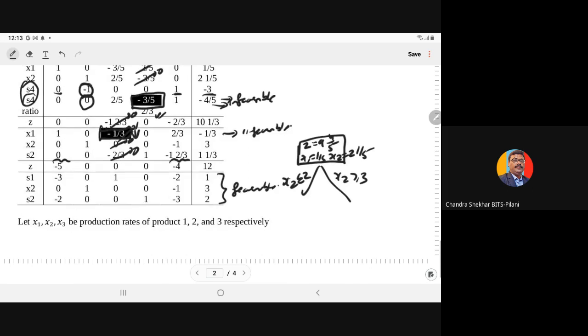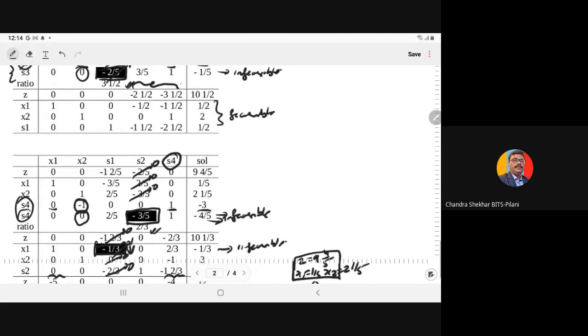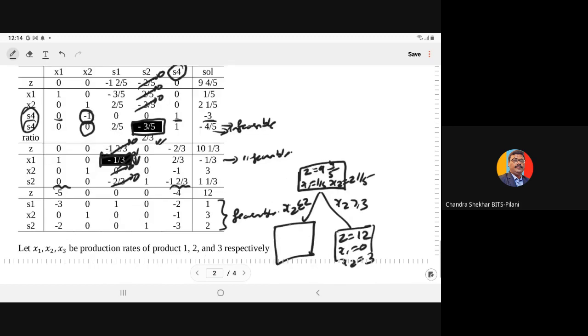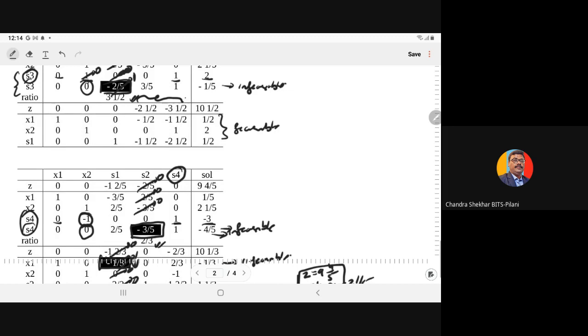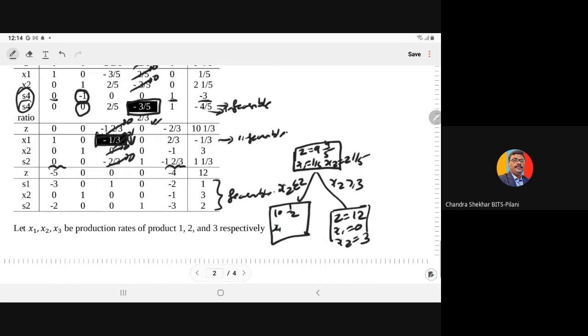For x2 greater than or equal to 3, here we have the solution z is equal to 12, x1 is equal to 0, and x2 is equal to 3. And for the other branch, we have 10 and 1 by 2, with x1 equal to half and x2 equal to 2.